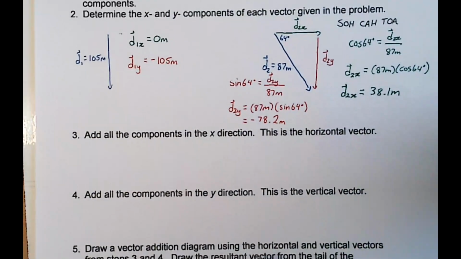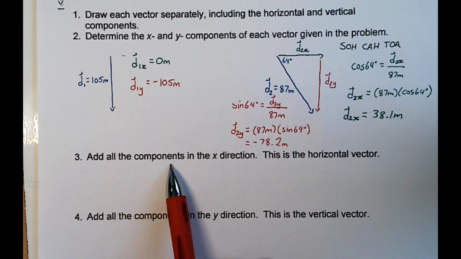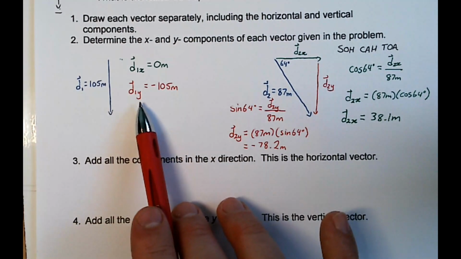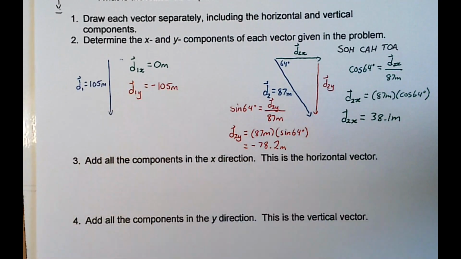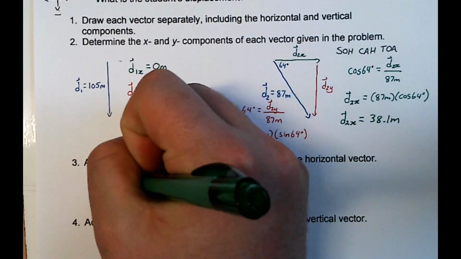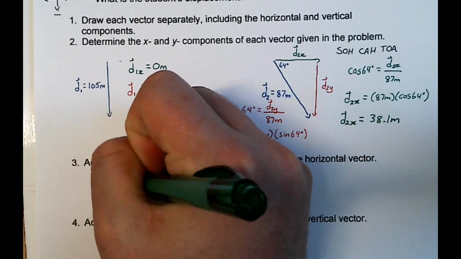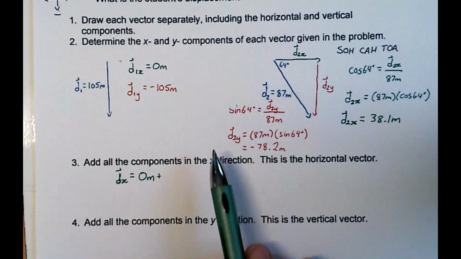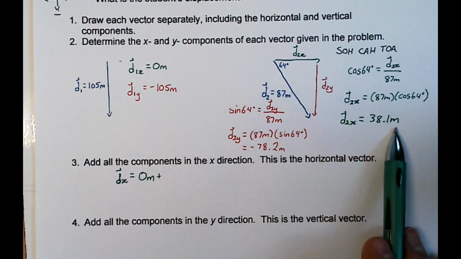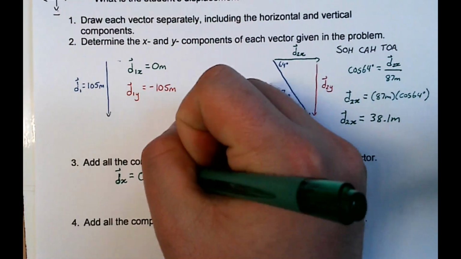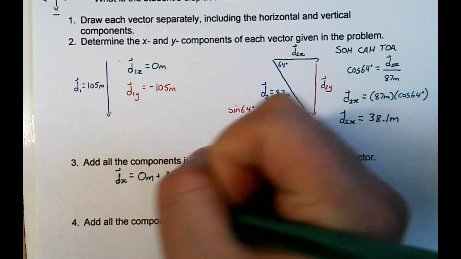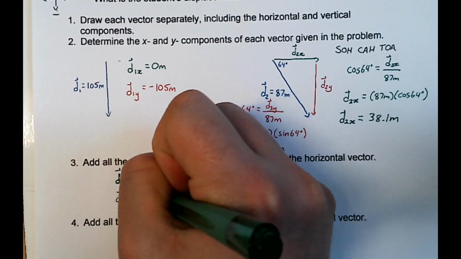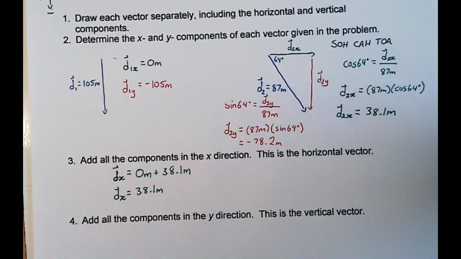After we're done our first two steps, our third step tells you to add all of the components in the x direction. So for our first displacement, when he's heading south, there is no x component. So we are going to have dx is equal to its first component, which is 0 meters, plus its second horizontal component, which is 38.1 meters. So our x component is equal to 38.1 meters, our total x component.